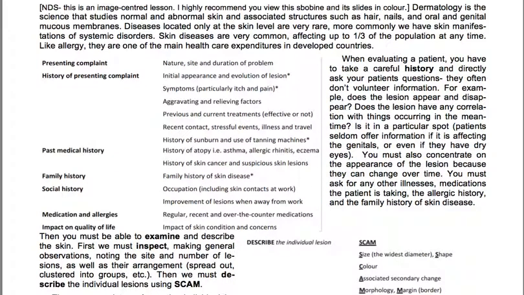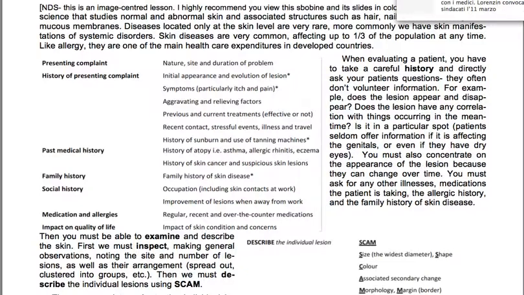So, dermatology. Dermatology is the science that studies normal and abnormal skin and associated structures such as hair, nails, and oral and genital mucous membranes. Diseases located only at the skin level are very rare. More commonly, we have skin manifestations of systemic disorders. Skin diseases are very common, affecting up to one-third of the population at any time. Like allergy, they are one of the main healthcare expenditures in developed countries.